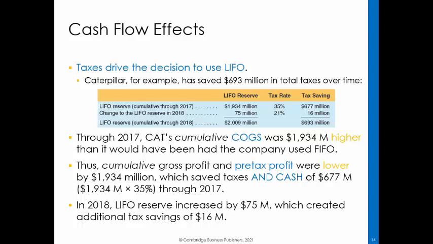Caterpillar's use of LIFO has created significant tax savings over the years. Through 2017, Caterpillar's cumulative taxable income was reduced by $1.934 million. With the 35% tax rate in effect during that period, the company saved $677 million in taxes, which increased after-tax cash flow by the same amount. In 2018, the LIFO reserve increased by another $75 million with an additional tax savings of $16 million.